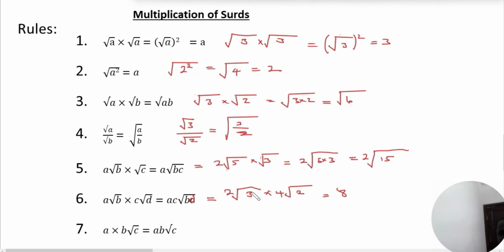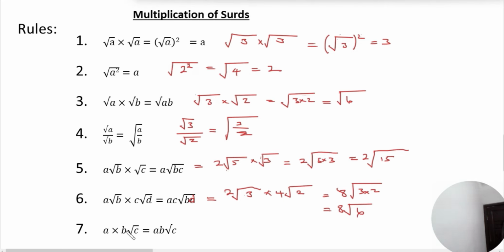And then root 3 multiplied by root 2, which is our bd. Since they are different, we're going to multiply them, 3 times 2, which gives us 8 root 6. So our actual value for this becomes 8 root 6. So this one illustrates the sixth rule.